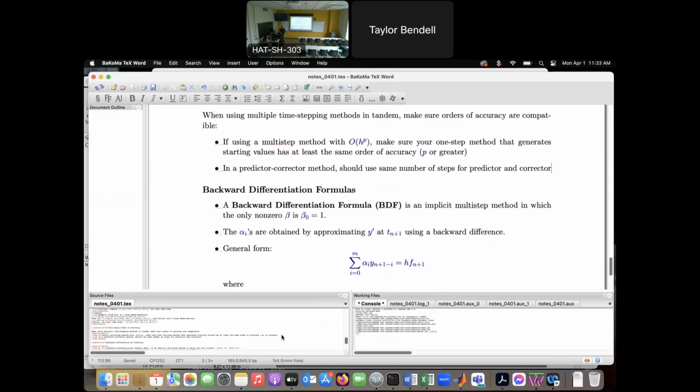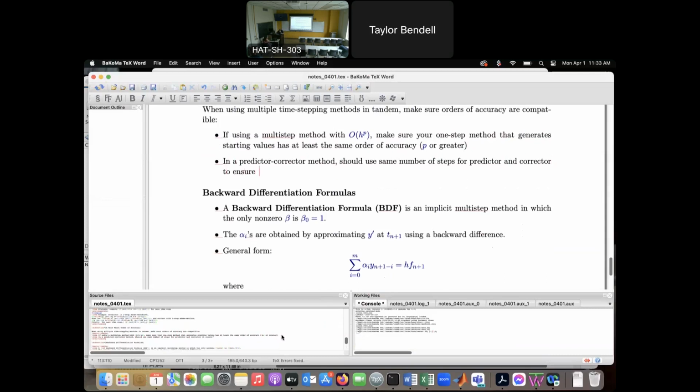Now, a predictor is an explicit method that is order h to the m accuracy. You multiply that by h to get h to the m plus 1. The error of a corrector already is order h to the m plus 1. So if you use the same number of steps, then your overall predictor-corrector method will be m plus first order accuracy. When these orders of accuracy are out of balance, then you're being wasteful in some sense.